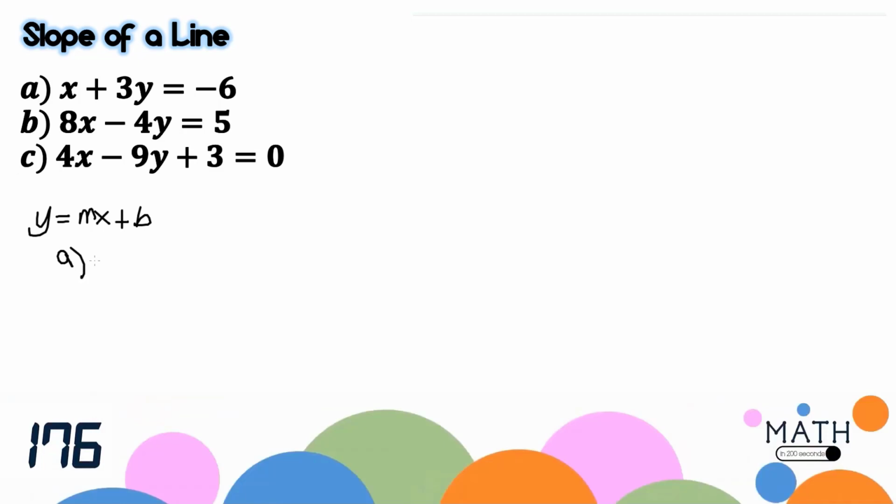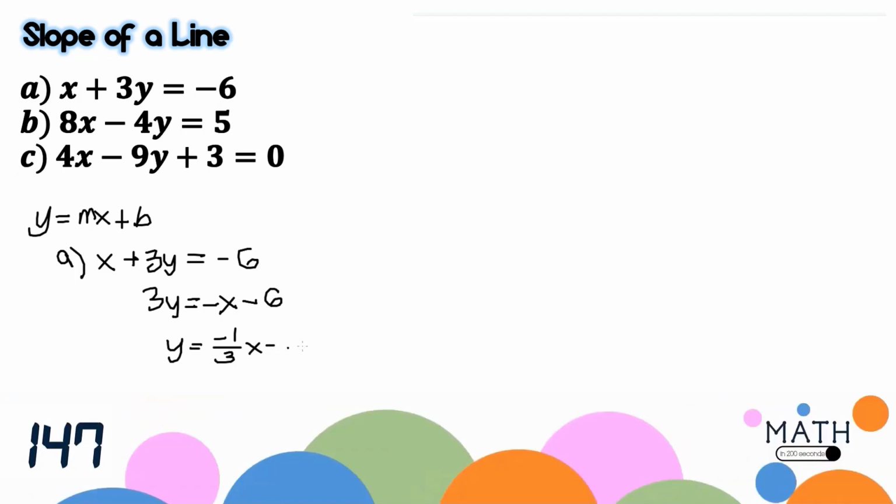Let's do it for our first given. Our first given equation is x plus 3y is equal to negative 6. Let's move x to the other side by subtracting x. We have 3y is equal to negative x minus 6. And if we divide 3 on both sides, we'll have y is equal to negative 1/3 x, minus 6 divided by 3, which gives you 2. So the slope for our first equation is negative 1/3.